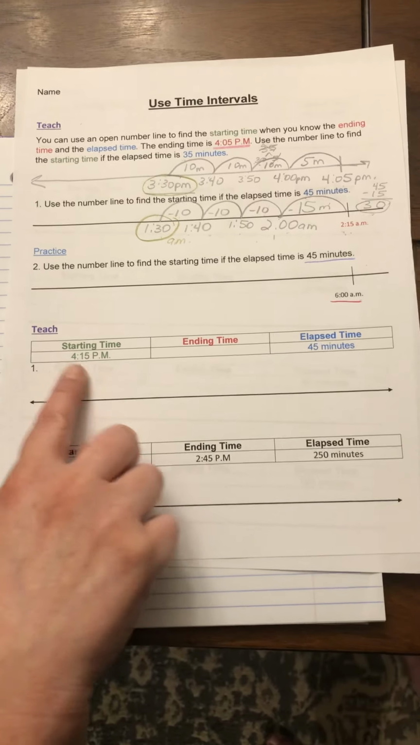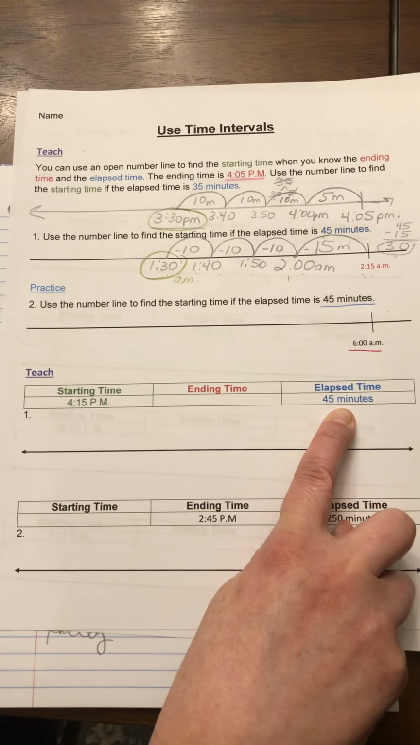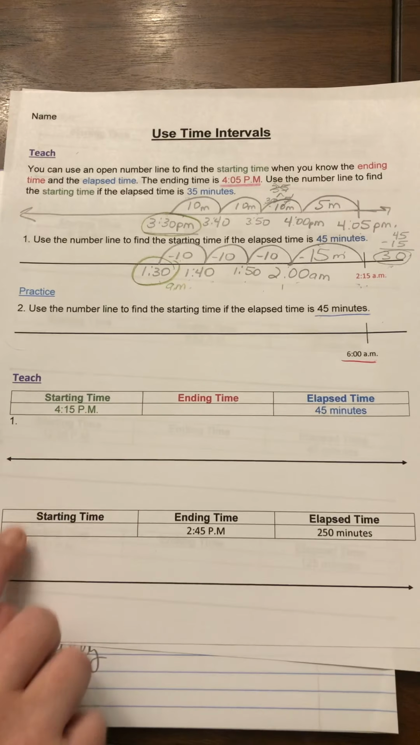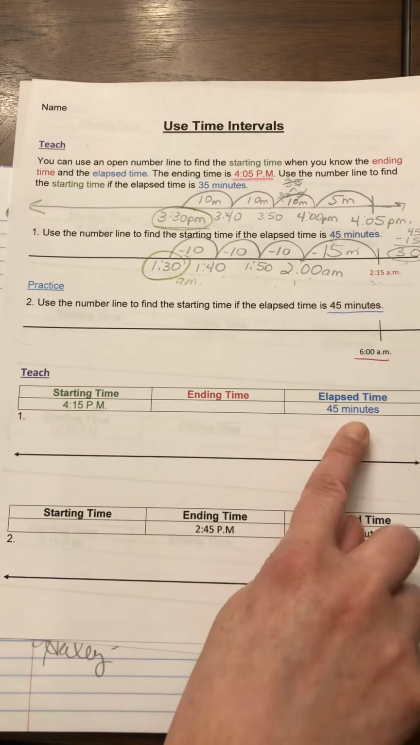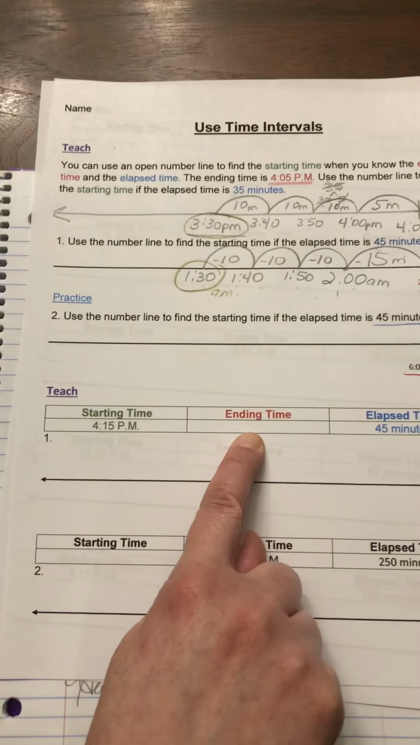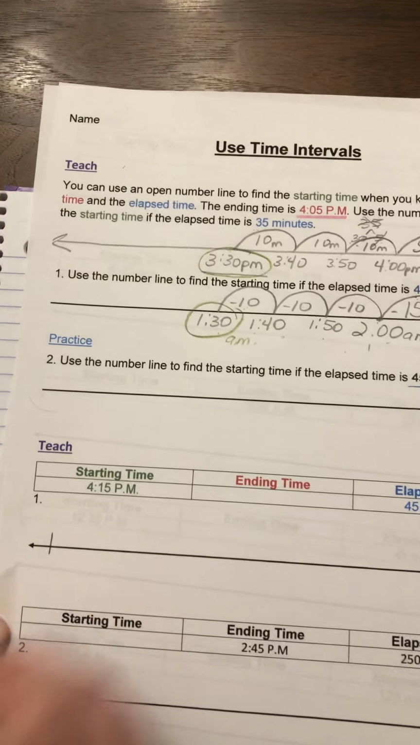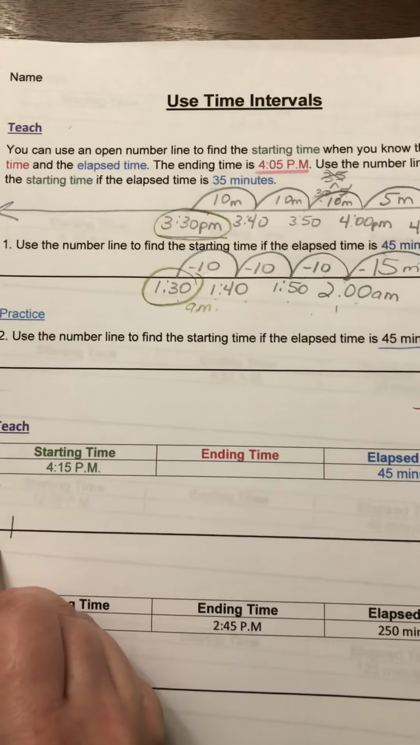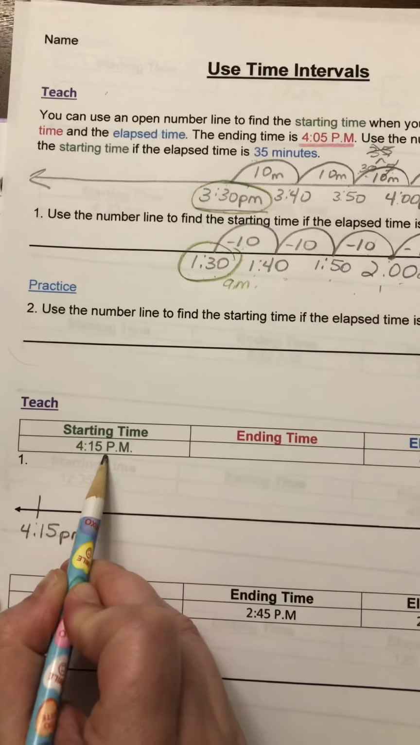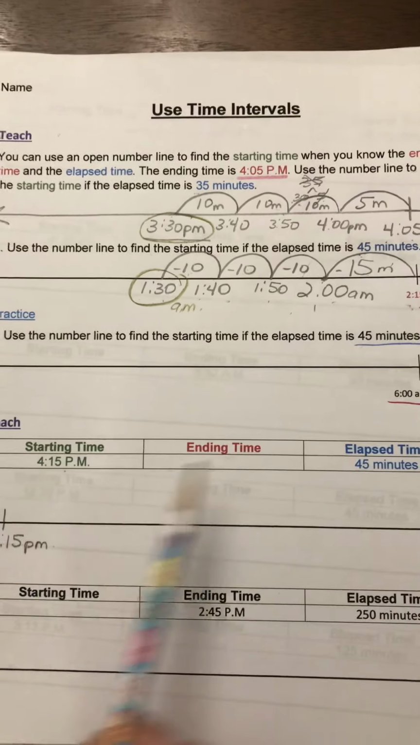And so as you notice, I've got my start time in green, I've got my elapsed time in the blue, and then my end time in the red. So you're going to notice that for this particular problem, I have my start time, I have my elapsed time, so what I need to find is my ending time. So since I have my start time, I'm going to start at the beginning of the open number line, and I'm going to record exactly the information that is right there at my start time. And then I'm going to be working into the future.